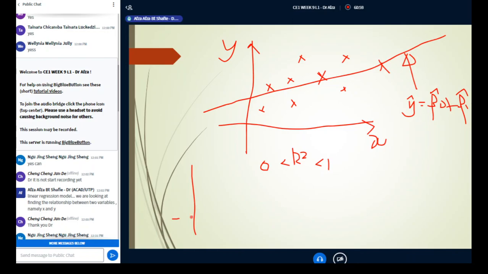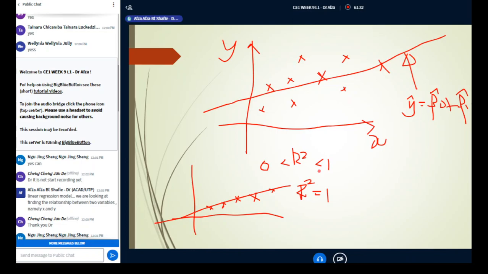When your R squared is equal to 1, if this is your fitted line, that means all the observed points and the fitted one will be on the same line. That means it matches completely. Then this is what we call R squared equal to 1. Most of the time we don't get it. It is almost impossible to get R squared equal to 1. Normally we get it to be like this.